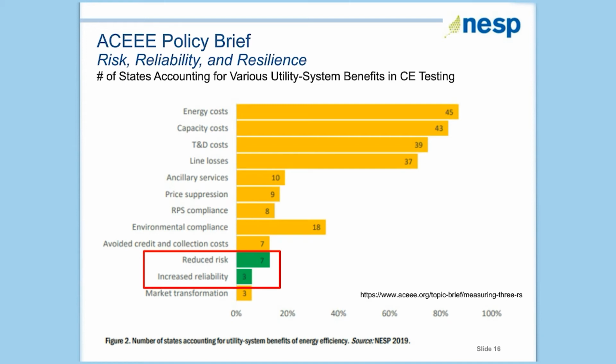As many people have now been discovering, reduced risk and increased reliability are two very important elements to cost effectiveness. And as you can see here, not a lot of states are accounting for these in their cost effectiveness tests. So one of our goals in developing the DSP is to record which states start to use these, and hopefully the DSP will guide states to account for risk and increased reliability a little bit more in cost effectiveness.